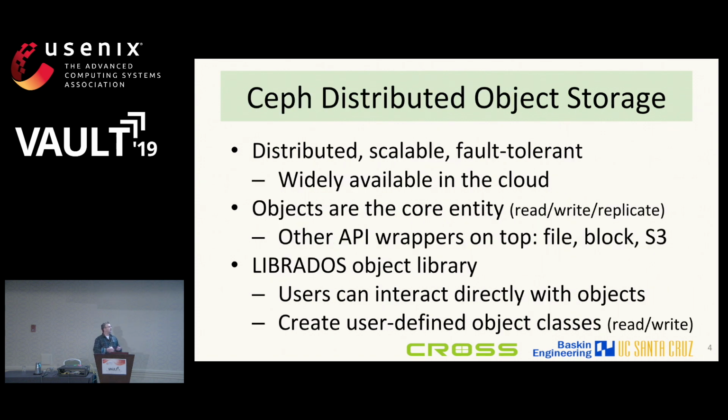So briefly, if you're not familiar with Ceph, it's a distributed, scalable, fault-tolerant system. It's an object store. It's widely available in the cloud. Objects are the key entity here, although there are other API wrappers on top. There's a file interface, also a block interface, and an S3 interface as well. But librados is the core library underneath that interacts with the objects.